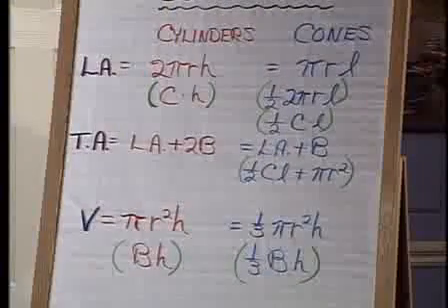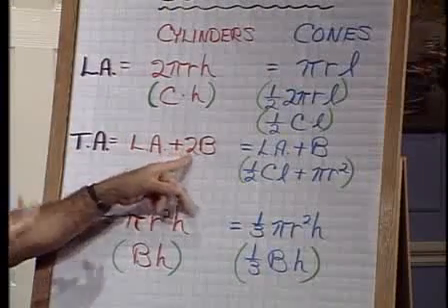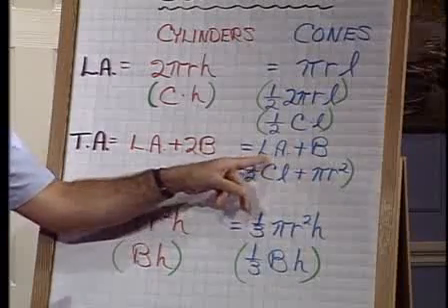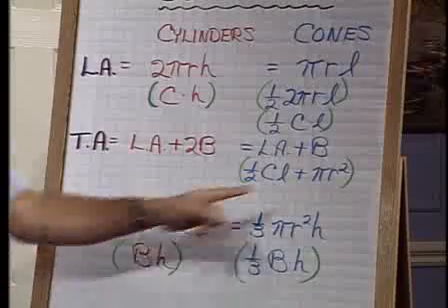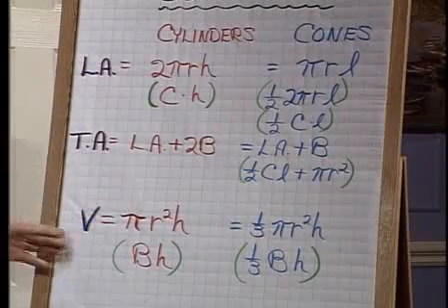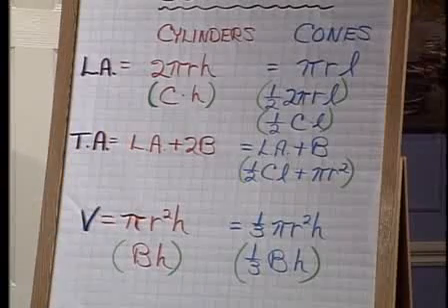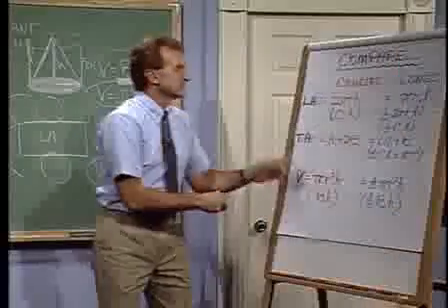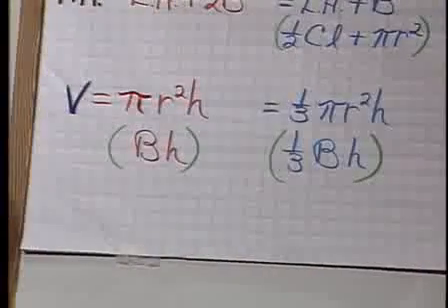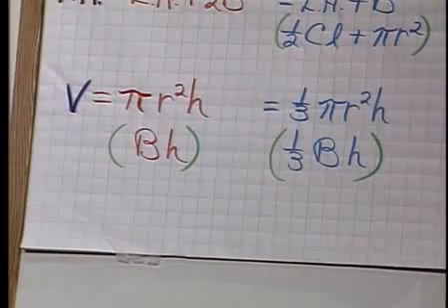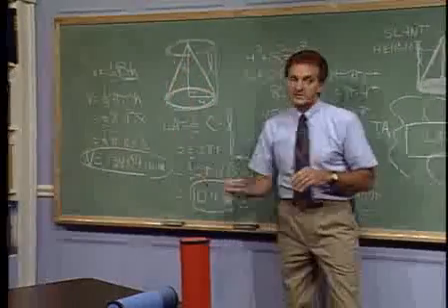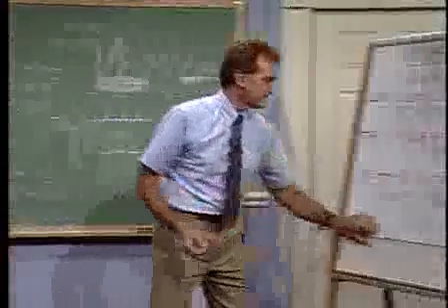The total area is the lateral area plus 2 bases, because that's what the cylinder has, the top and the bottom. The cone, by contrast, is its lateral area plus 1 base, 1 circle, pi r squared. And here again is the comparison I wanted to show you, like the pyramid inside the prism. The cone inside the cylinder would be 1/3 of that volume. So the volume of this cone in here would be 1/3 the volume of the entire cylinder. Okay?